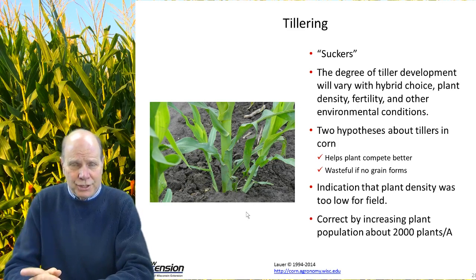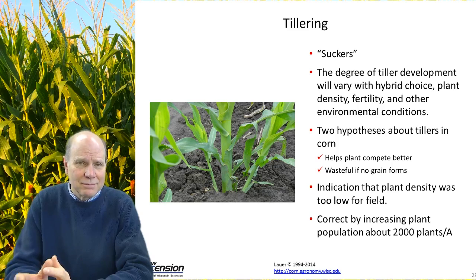Usually about this time, or shortly after, you'll start to see something called suckers developing, or tillers. Generally, if you see tillers, it's an indication that the plant was probably planted at too low of a population for that hybrid in this field this year. One of the things I always encourage growers to do is to correct the next year by increasing 1,000 or 2,000 plants per acre, to basically get that hybrid or that field set up for the right population.